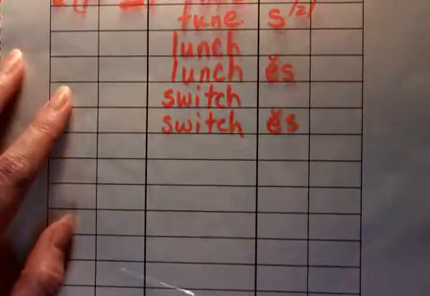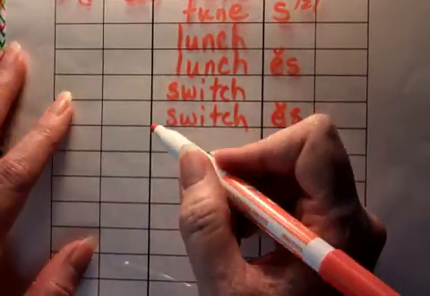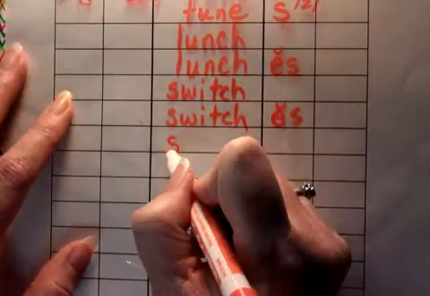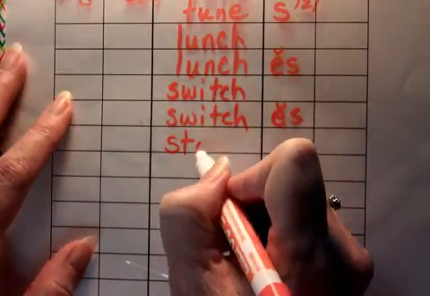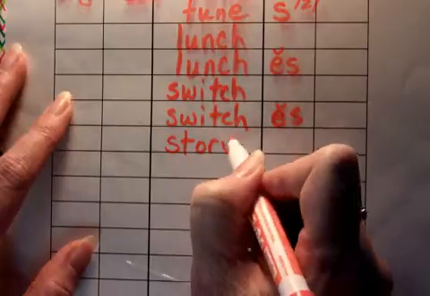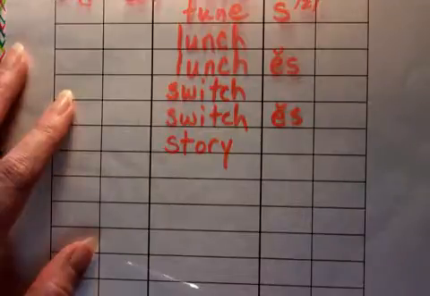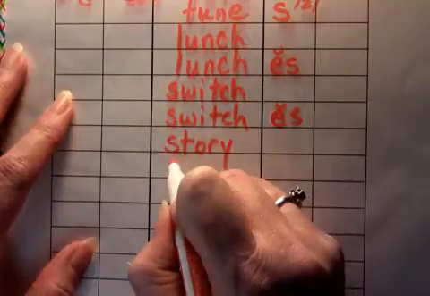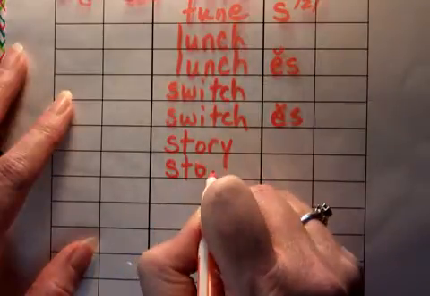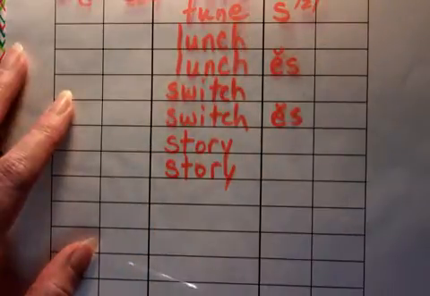The next word we're going to do is story. Story. Or E. Spell with a Y. Story. A Y. We haven't dealt with that yet. So let's spell story again so we can see what we do to make it plural, more than one.